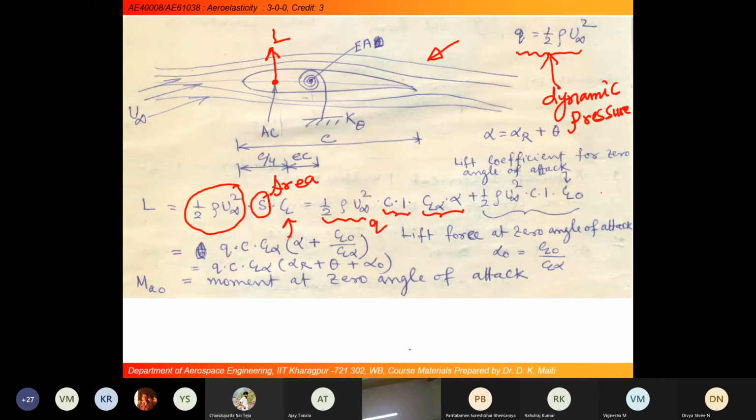Then suppose if we are considering only a symmetric aerofoil, then there will not be any other part. Suppose we are considering a general aerofoil having a cambered cross section, and it is not a symmetric aerofoil. So in that case, we will have this dynamic pressure.